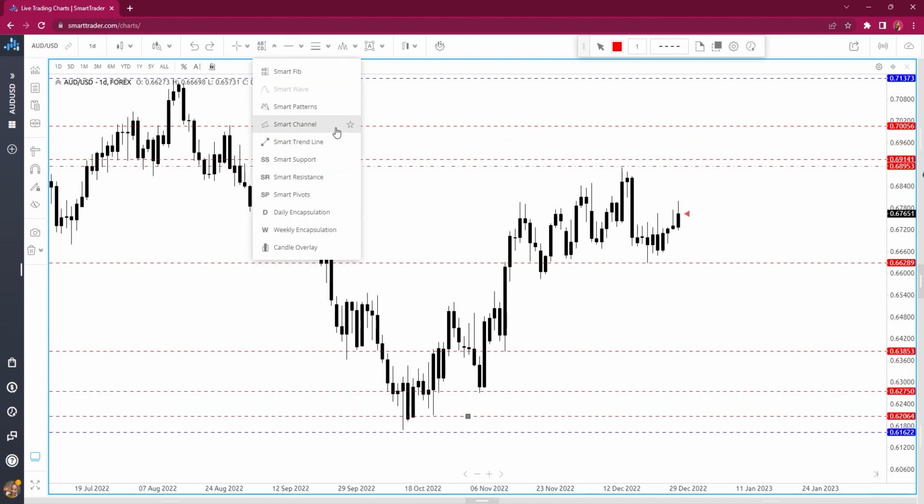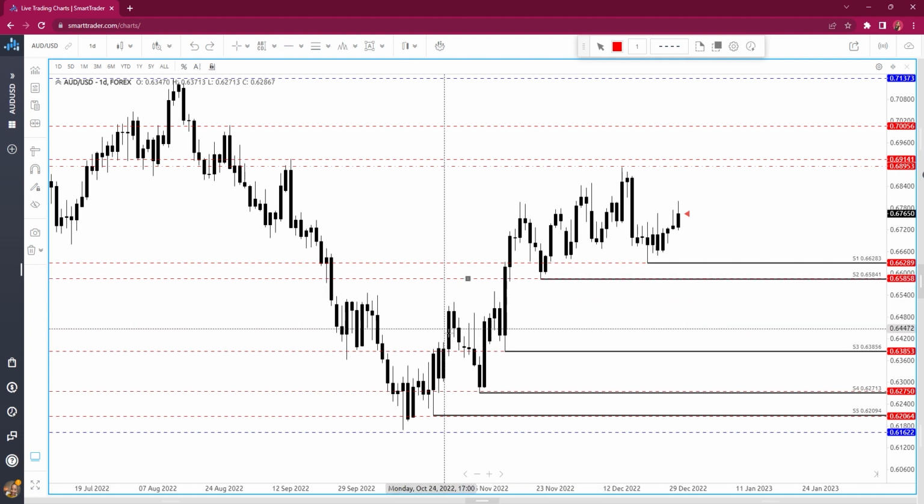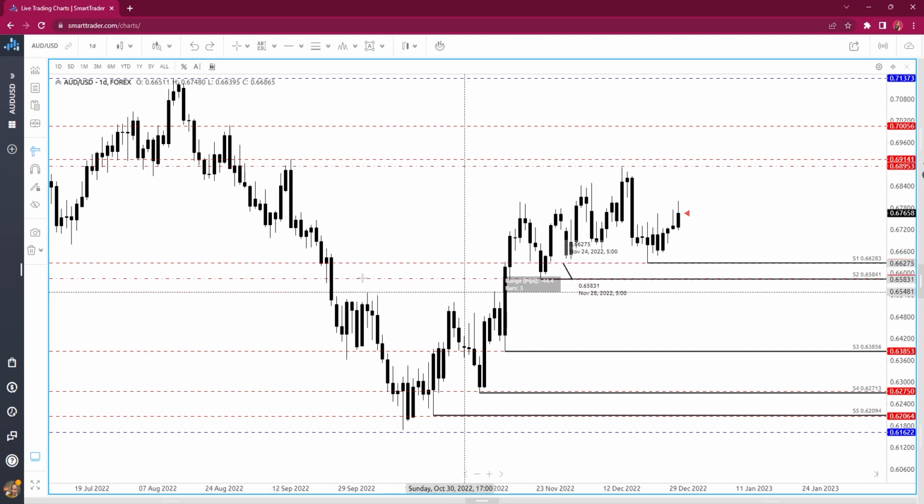So if I want to check it, turn on Smart Support. Bam. I missed one. So I'm going to put this as a little zone. It's a little bit bigger. It's about, what, 40 pips. So I'm going to turn this 40 pips between support 1 and support 2. Support 1 is at 0.66289. And then this is at 0.6585. I'm still going to make it a zone. That is 44 pips.